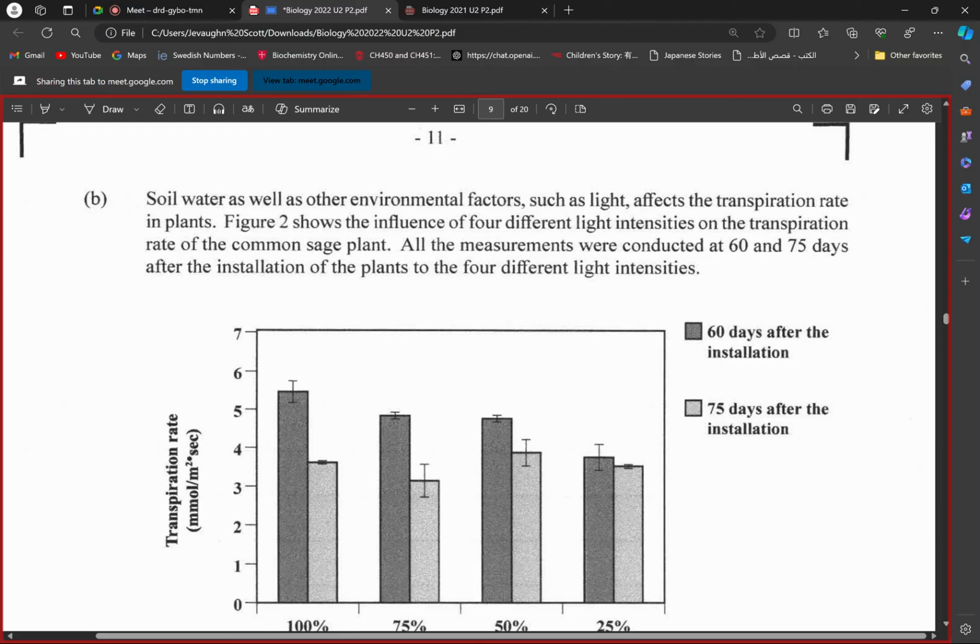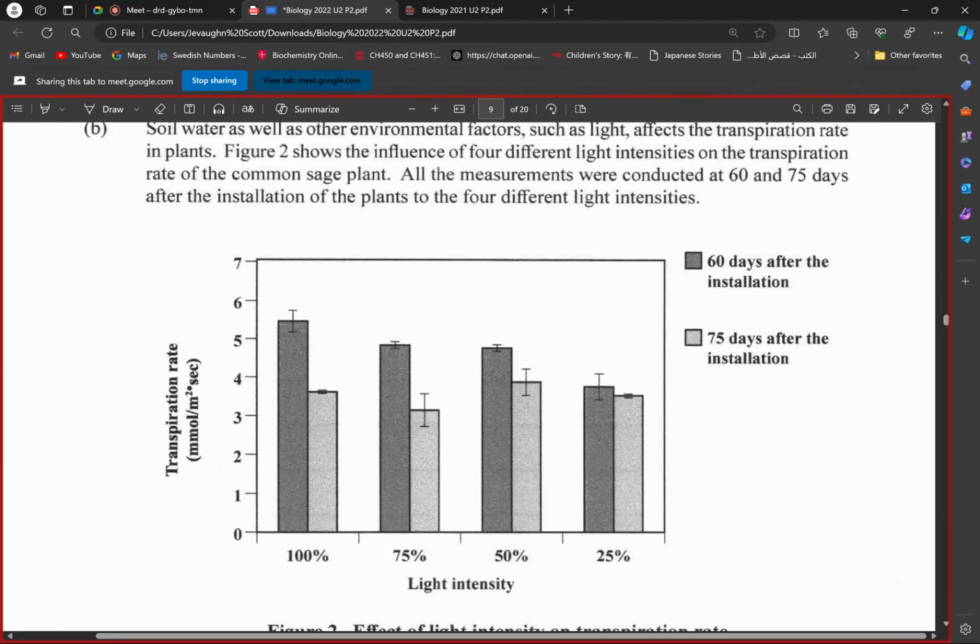Okay, that's pretty fine. So let's have a look at this now. Compare the observed differences in the transpiration rate at 60 days and 75 days at the highest intensities and lowest intensities. Go ahead. So the rate of transpiration at 60 days is significantly higher than at 75 days for the one sage plant.